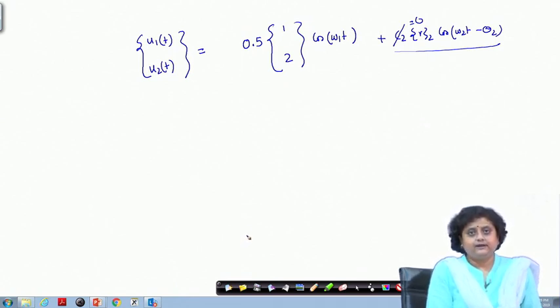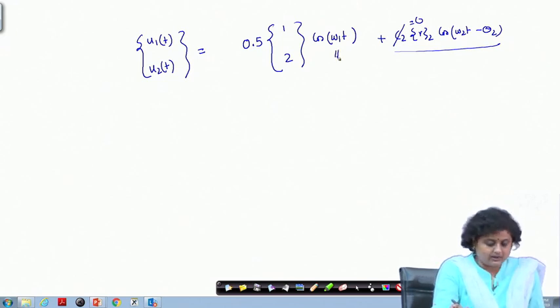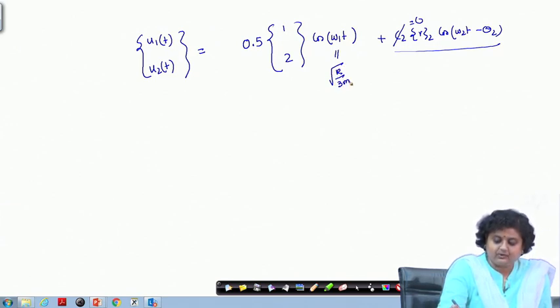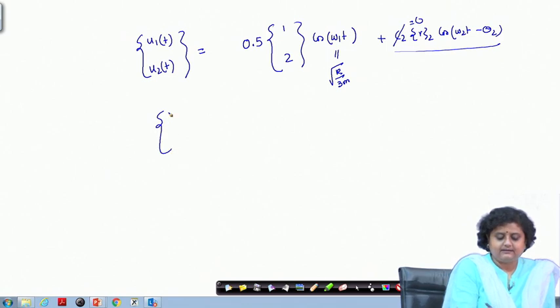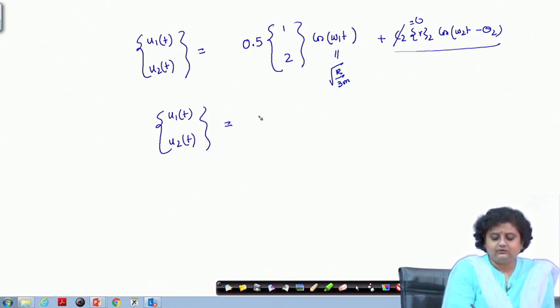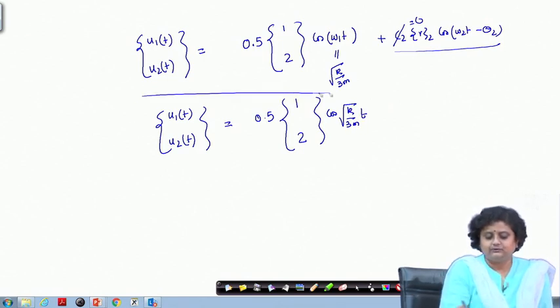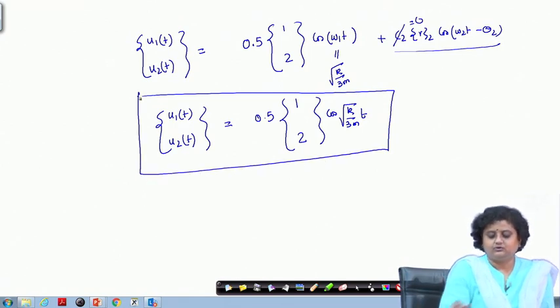So, what does this physically mean? So, I know omega 1. So, omega 1 is root over k by 3m. Okay. So, therefore, I can say that my free vibration response for the given initial condition is 0.5 into 1 2 into cos of root over k by 3m t. So, this is the final response of the system.